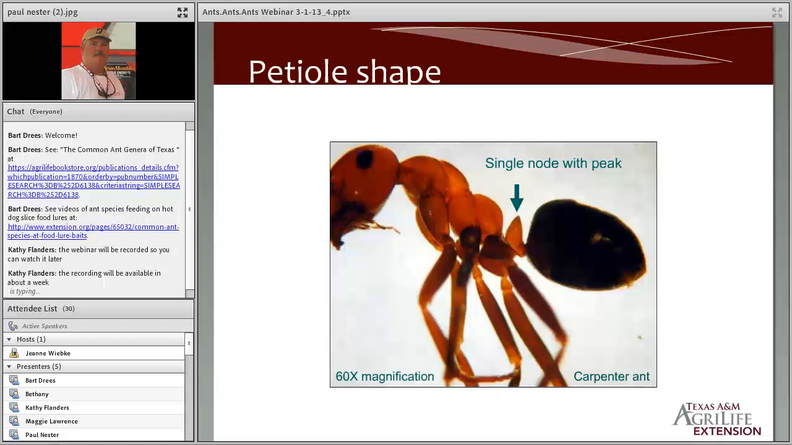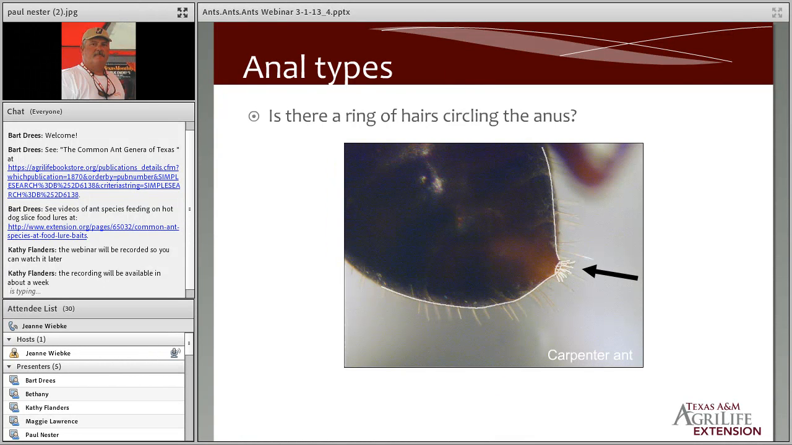Some ants have a single node versus the double node, and the shape of this node can be very important. We look at the carpenter ant, and we're going to be talking about the Argentine ant. They have a very pointed single node, as opposed to another ant, the odorous house ant, which can be confused with the Argentine ant. It has more of a rounded and more flattened node between the thorax and the abdomen.